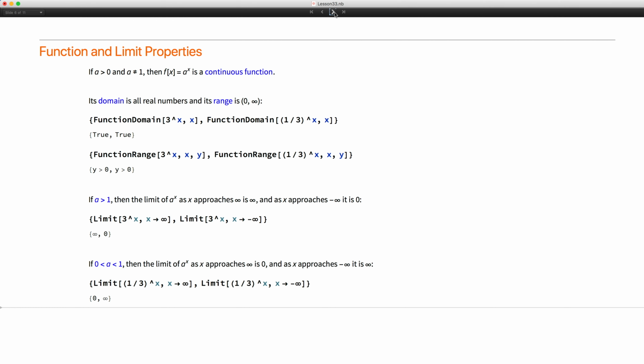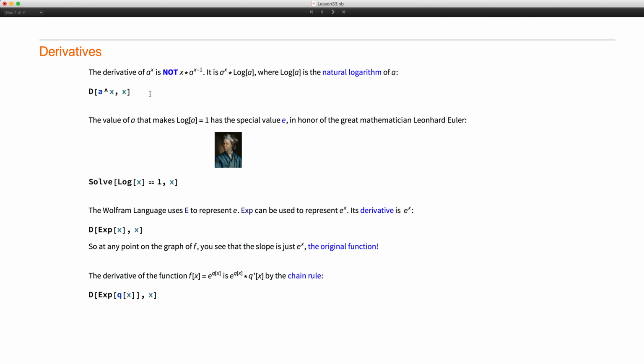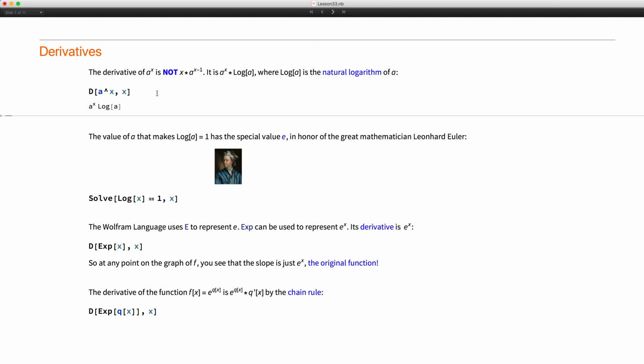Okay, so on to the derivatives of these functions. So the point is that the derivative of a raised to x is not x times a raised to x minus 1, as you might think, but in fact it is a to the power x times the logarithm of a. So here's the derivative from d.